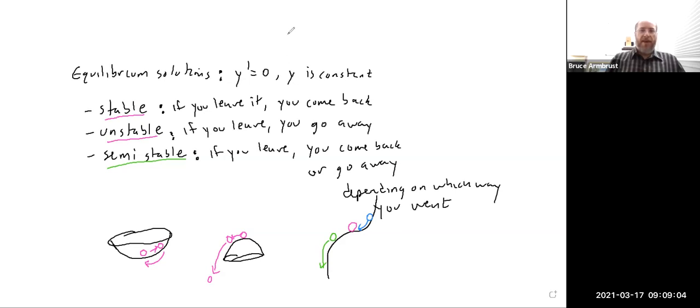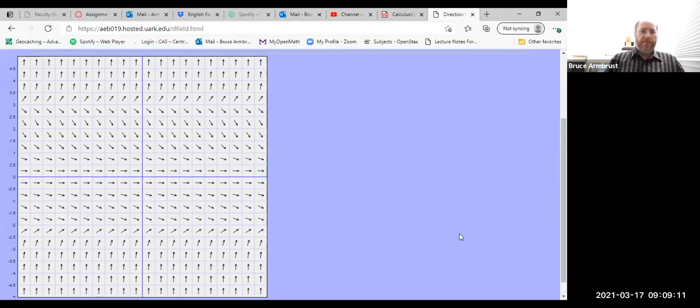Now, let me show you what that means in terms of the direction field, the slope field. I'm going to bring us back to the slope field, the one that I didn't actually draw on. But you can see the equilibria again, right? There's one at 0, there was the one at 3, and there was the one at -2 down here.